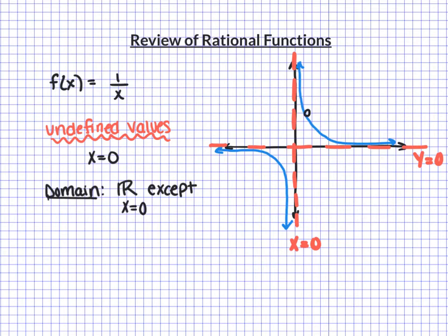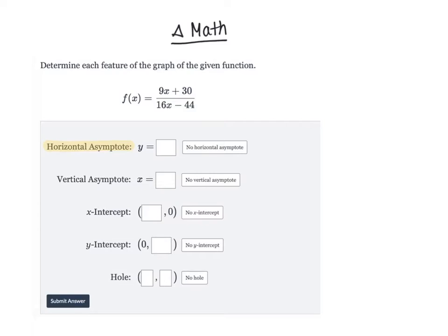So let's talk about things like the undefined values, the horizontal and vertical asymptotes, and then the holes. And that'll give us a good head start on tomorrow for when we're going to use the first and second derivatives. So what I'd like everybody to do right now is log on to Delta Math, and you will see two examples, and I'd like to do the first one with you.